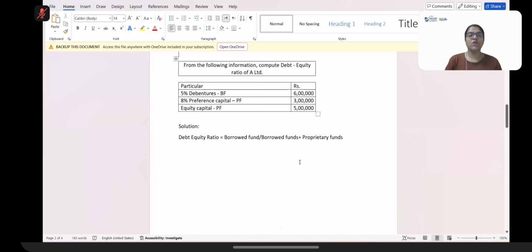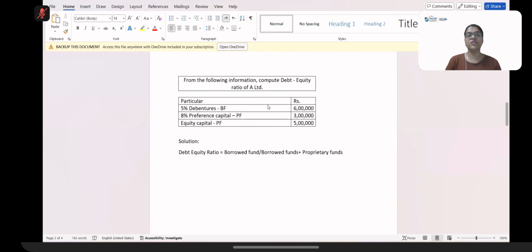Next sum which we are going to solve is for the debt equity ratio. Okay. Now debt equity ratio is what we discussed. Now we are going to study how are we going to solve it. So the formula for debt equity ratio is borrowed funds divided by borrowed funds plus proprietary funds. What all we have? 5% debenture, which is your borrowed funds. 8% preference capital, that is your proprietary fund. And equity capital is also your proprietary fund.